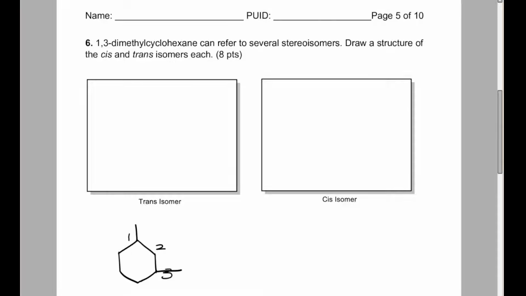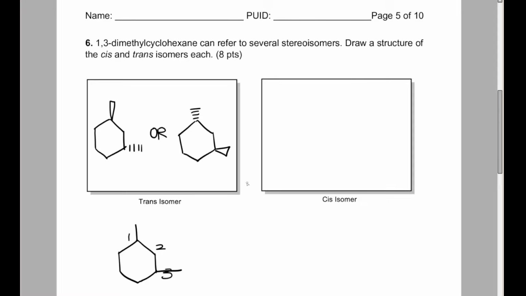For the trans isomer, these methyl groups just need to have different stereochemistry. So one of them has to be wedged and one of them has to be dashed. So you can either draw something like this, or you can draw something like this. And keep in mind, these are basically the same molecule because if you flip it around, mirror image and all that, it's going to be the same. It doesn't really matter what you draw, but there are multiple answers, and I just wanted to show that.